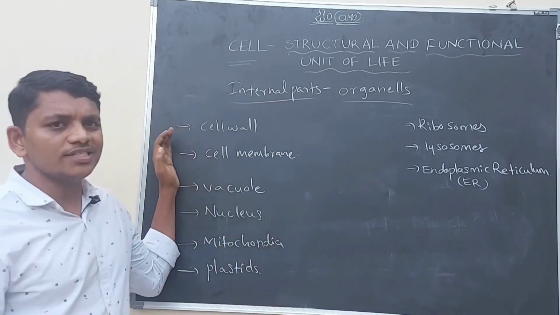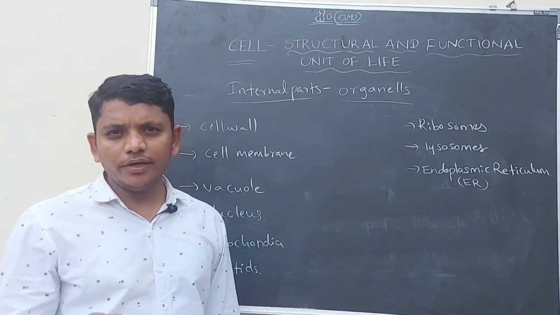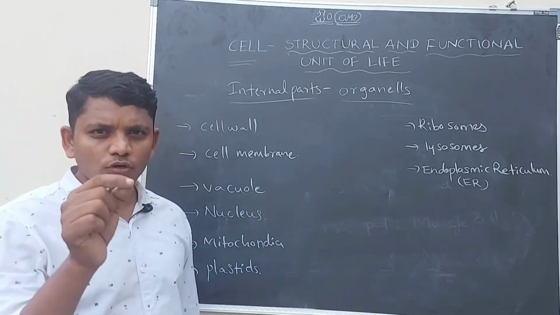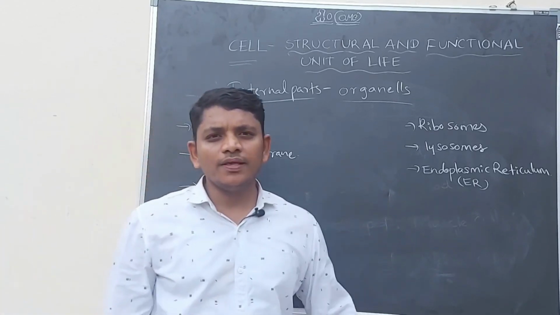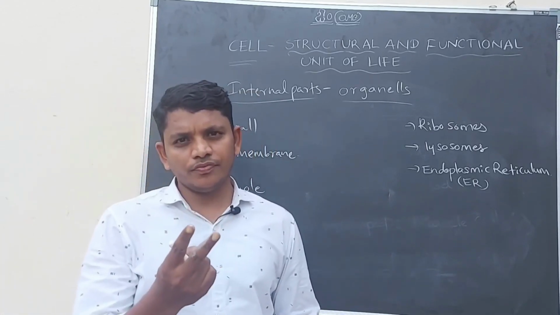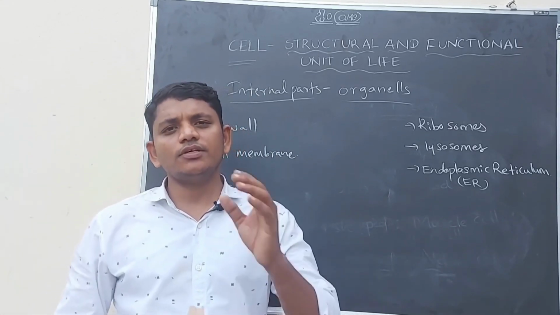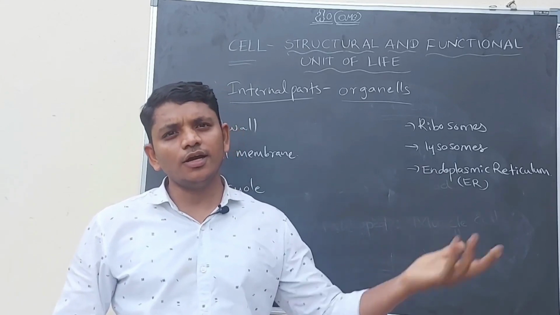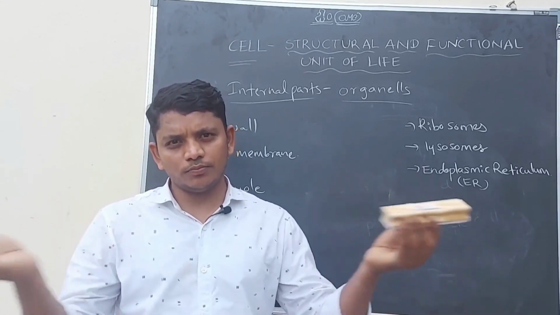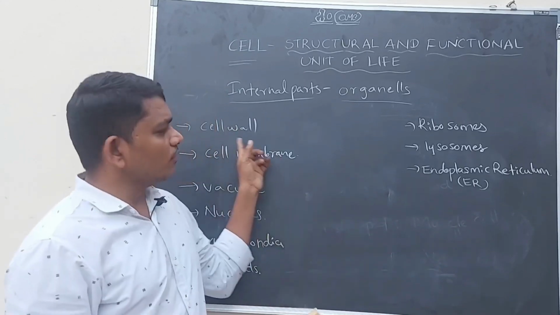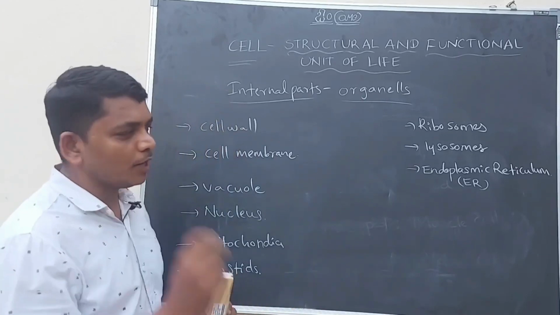Let us discuss about cell wall. Cell wall is the outermost layer in plant cells. This is only present in plant cells, not in animal cells. You know, cells are classified into two types. If the cell is present in animal, that is called as animal cell. If the cells are present in plants, they are called as plant cells. Okay, so plant cells and animal cells, these are two types. Here, cell wall is only present in plant cells, not in animal cells.